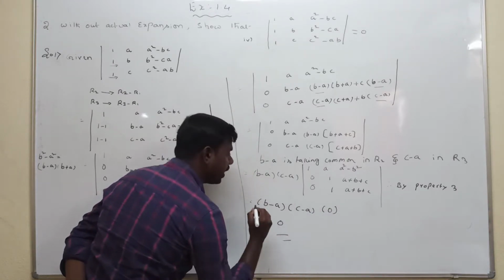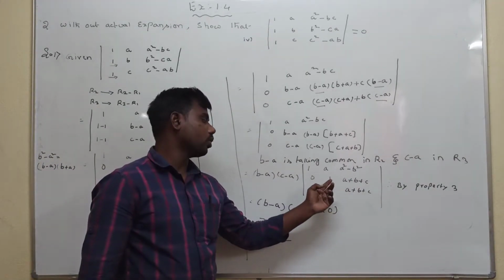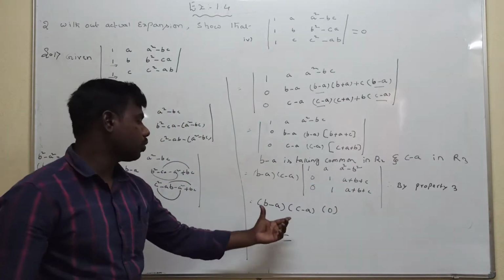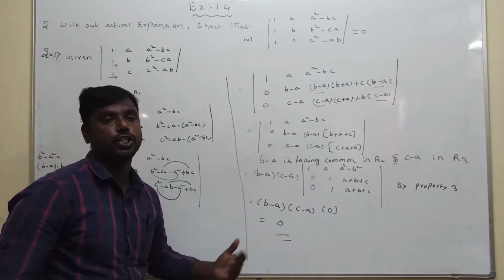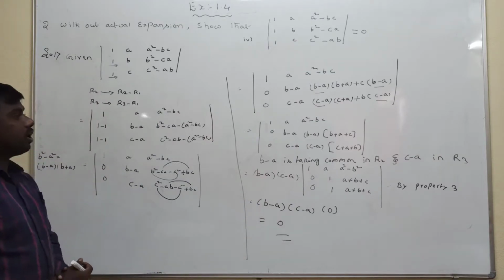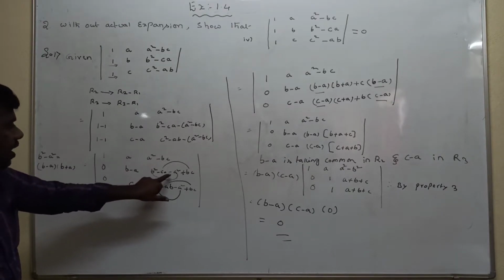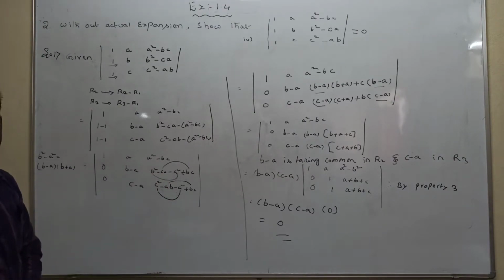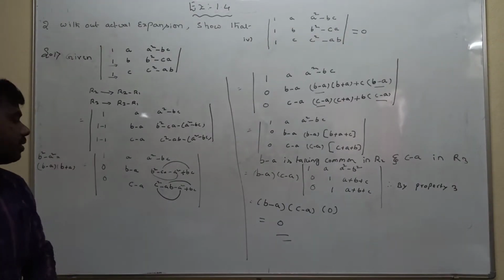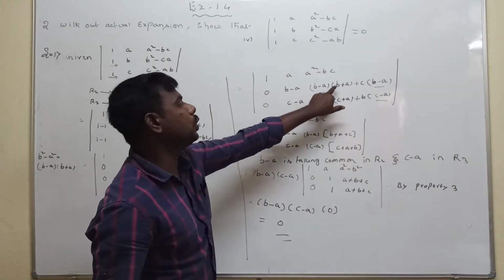That's why by using the third property, the determinant value will be 0. Finally, the conclusion we get is 0. So 0 into anything will be 0. This is the required solution for this question, students. I think everyone understands this question. So don't get confused here. B square minus a square, like a square minus b square, can be written as a minus b into a plus b. Like that, b square minus a square can be written as b minus a into b plus a.